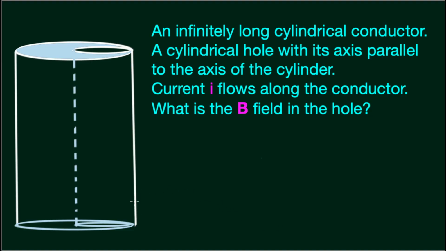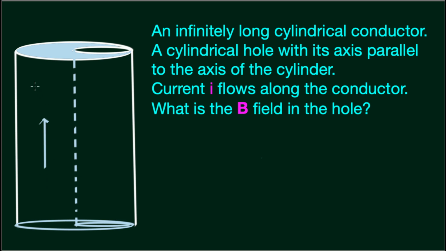An infinitely long cylindrical conductor has a cylindrical hole, that is a cylindrical cavity, and the axis of the cylindrical cavity is parallel to the axis of the full cylinder. A current flows along the length of this cylinder, let's say in that direction, and the current is I.